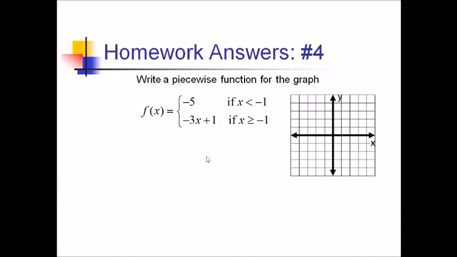For number 4, we need to graph this piecewise function. This piecewise function has a horizontal line and a regular slanted line in it. We'll do this first case first. So we just, again, horizontal line going through -5.